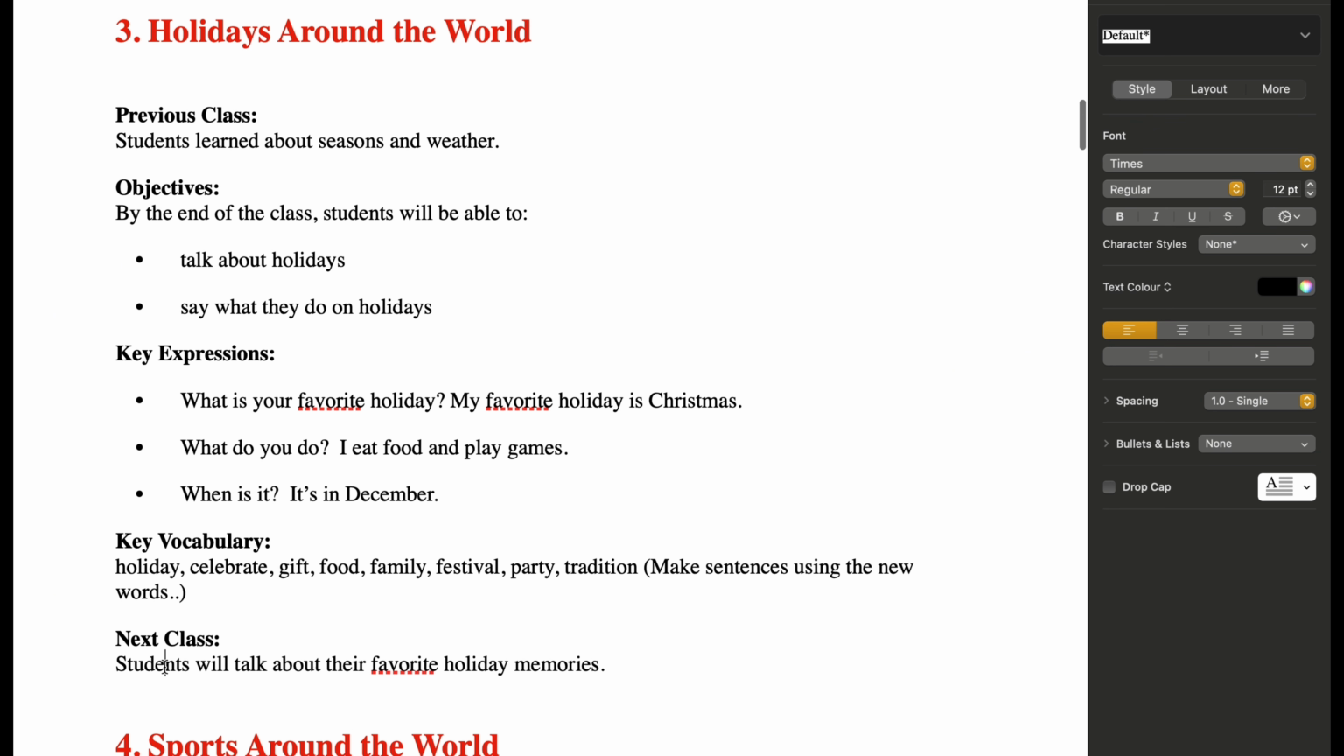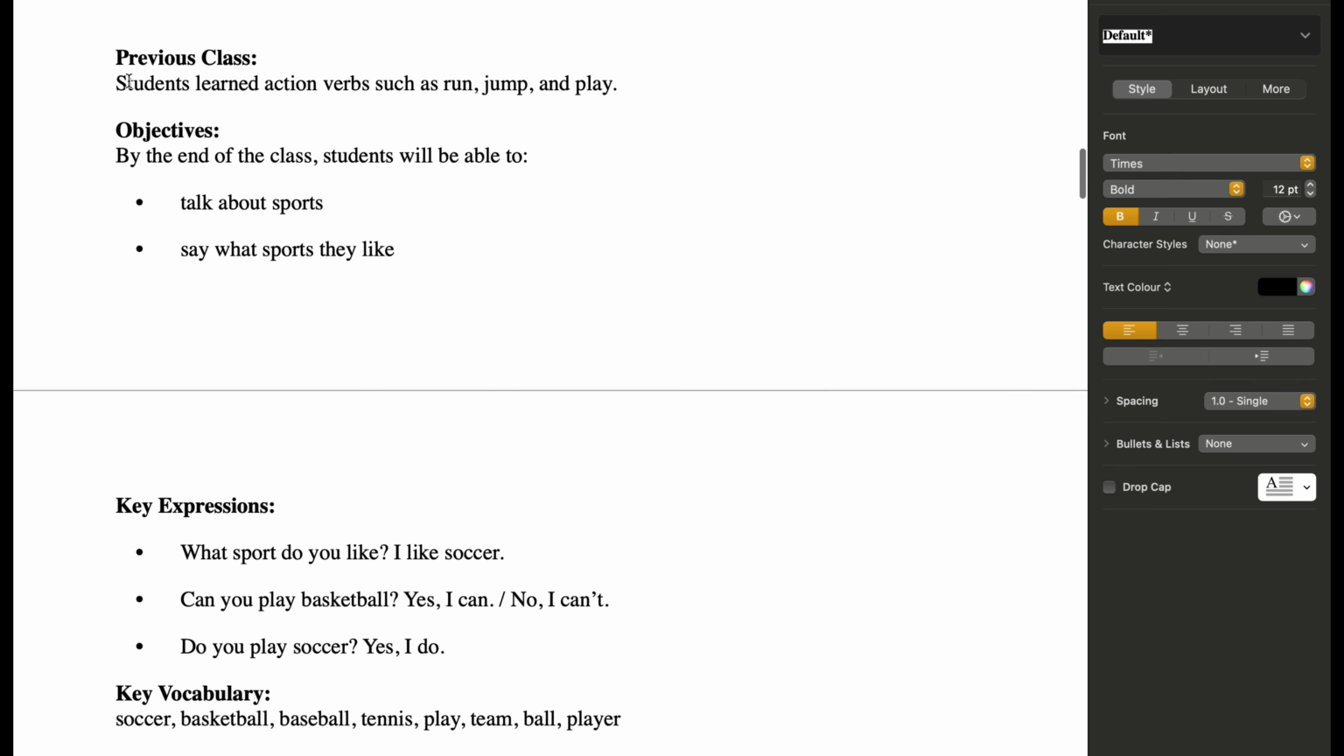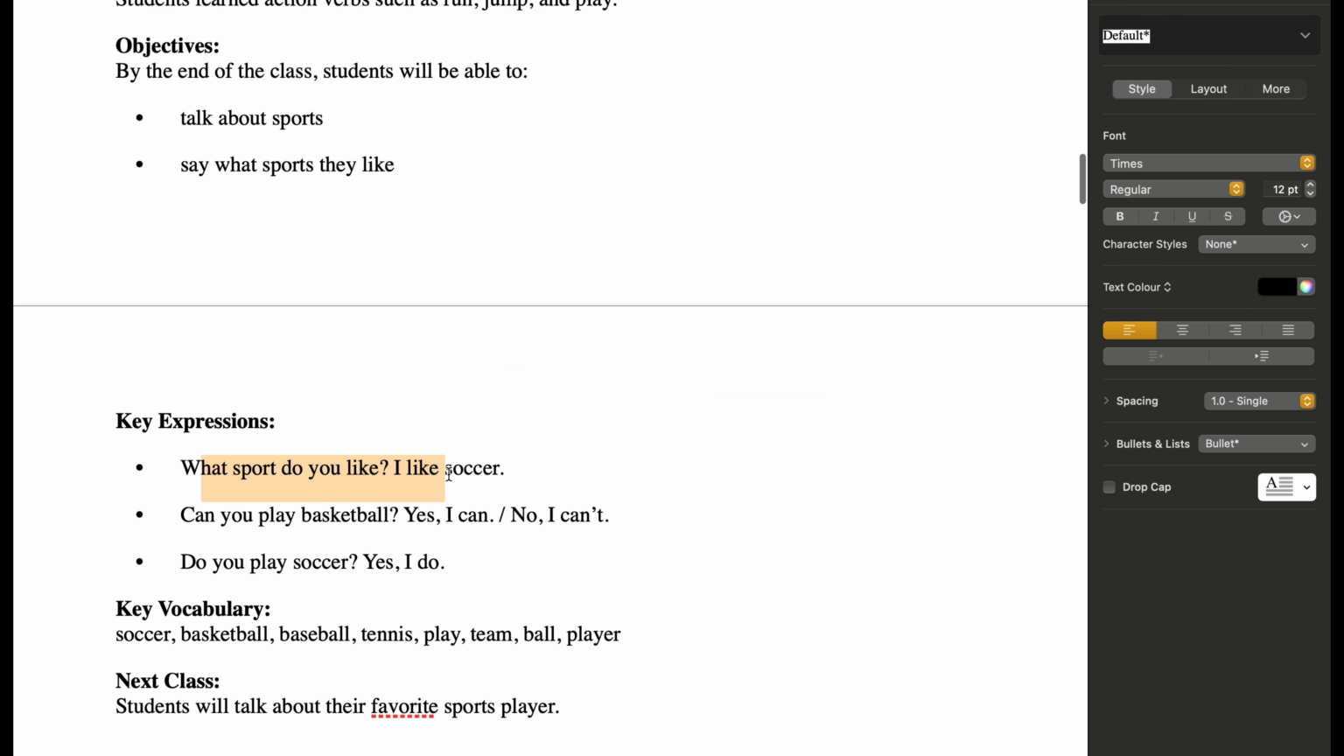Next class, students will talk about their favorite holiday memories, sports around the world. Previous class, you talk about the previous class. By the end of the lesson, students will talk about sports, say what sports they like. Objective. What sport do you like? I like soccer. Can you play basketball? No, I can't. Oh, yes, I can. Do you play soccer? Yes, I do. No, I don't.